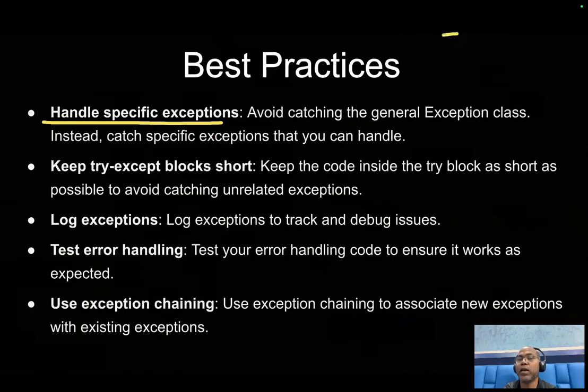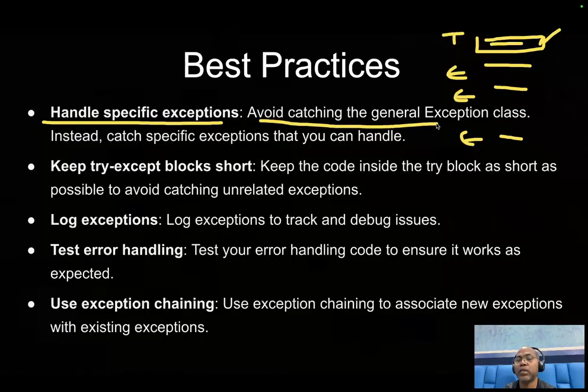Whenever you are writing the try block, and the try block code can throw an exception, you have to handle exception 1, exception 2, exception 3. Why? It depends upon your exception; you have a specific error instead of just a general exception. So avoid catching the general exception. Instead, catch a specific ValueError, TypeError, ZeroDivisionError, ArithmeticError, IndexError.